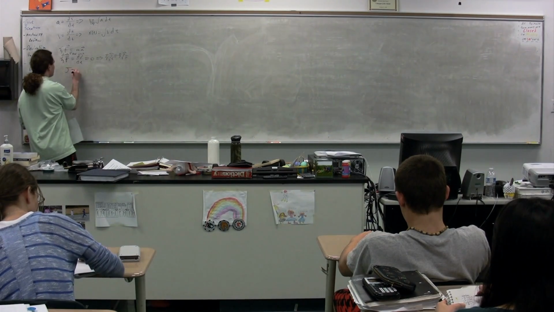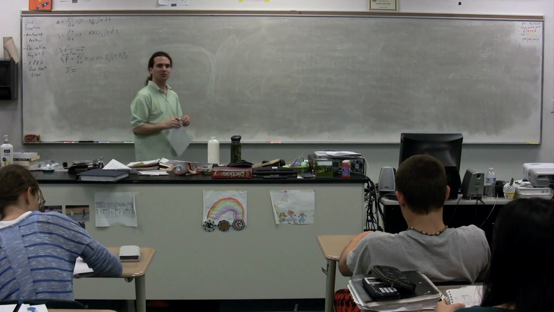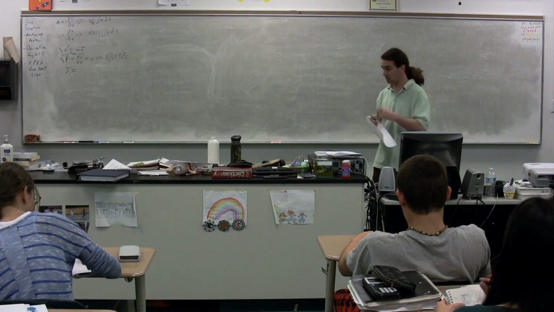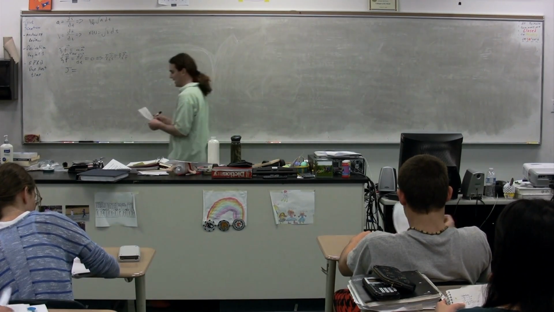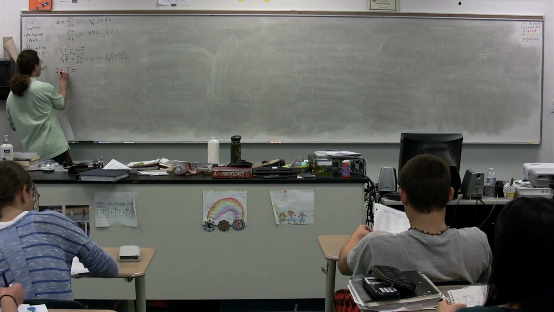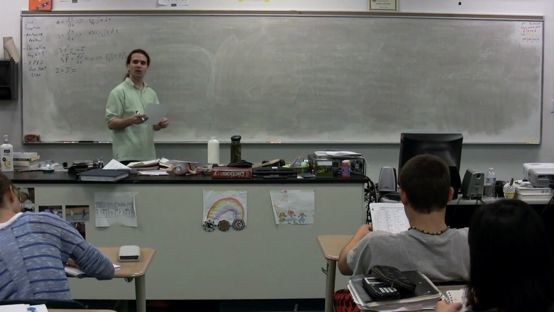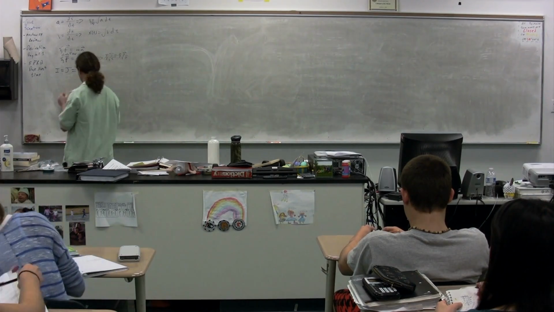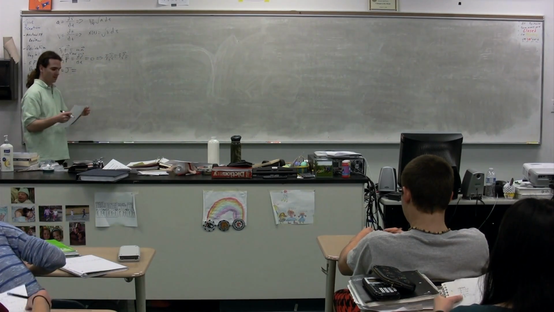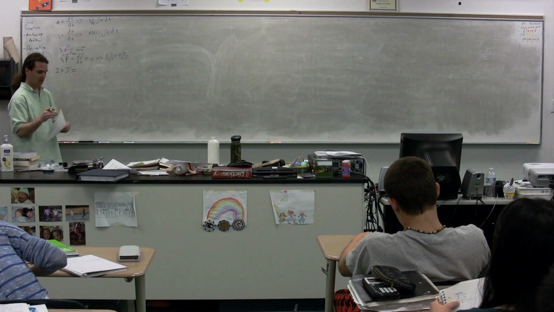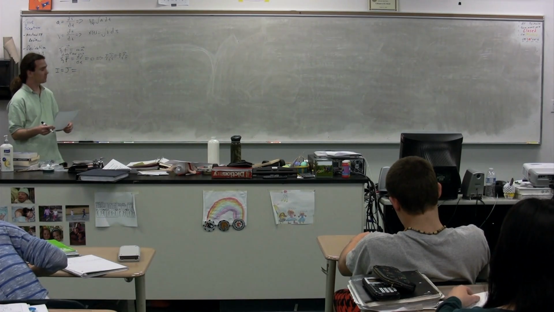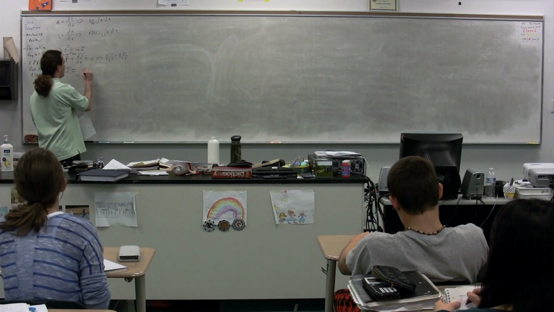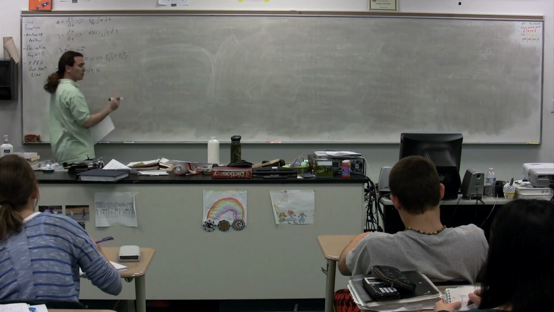J is the symbol for impulse. Sometimes you might see it as an I, sometimes as a J. Both represent impulse. The equation for impulse, Jill? The integral of the force with respect to time. Good.